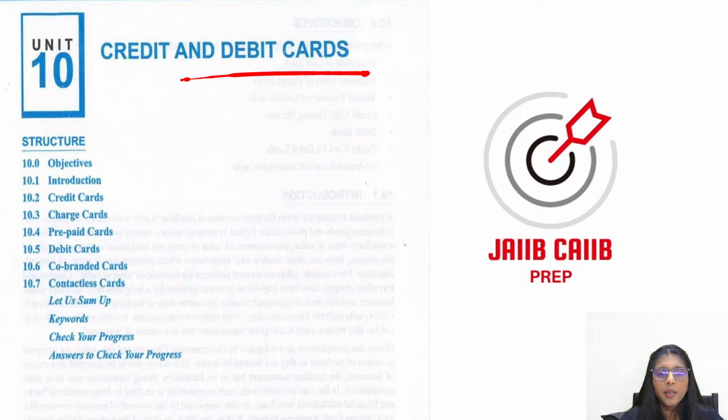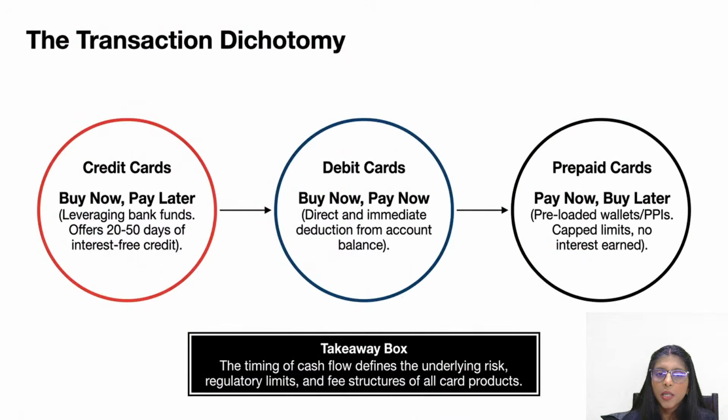Credit and debit cards. There are three types of cards basically: credit card, debit card, and prepaid card. What is a credit card? A credit card basically means buy now, pay later. It is with the philosophy of buy now, pay later. A credit card is a payment card through which a bank gives a credit limit to the customer for making a purchase or for cash withdrawal. Leveraging bank funds, it offers 20 to 30, up to 50 days of interest-free credit.